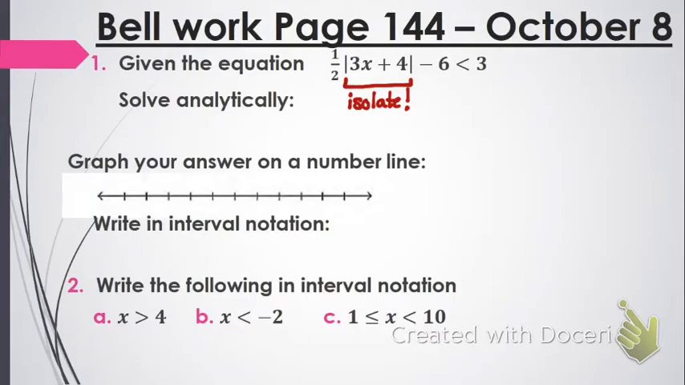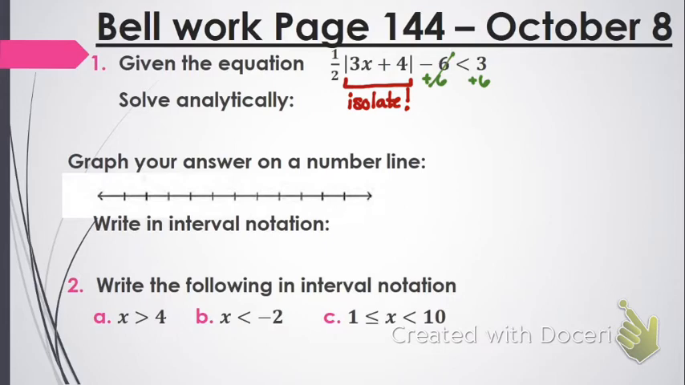All right, guys, let's talk our way through this bell work. So the first thing I'm supposed to do is isolate or get that absolute value alone. So that means the 1/2 and the -6, we got to get rid of. Which piece do I get rid of first? The -6. So how do I get rid of that? Add it to both sides.